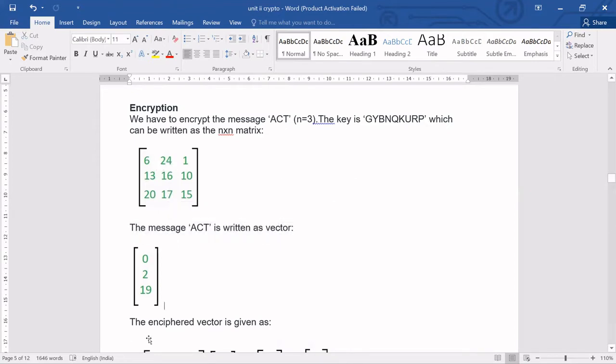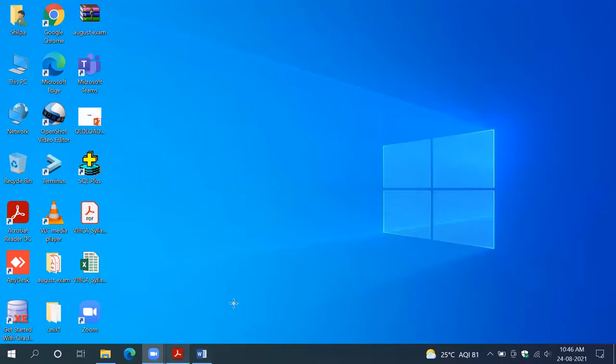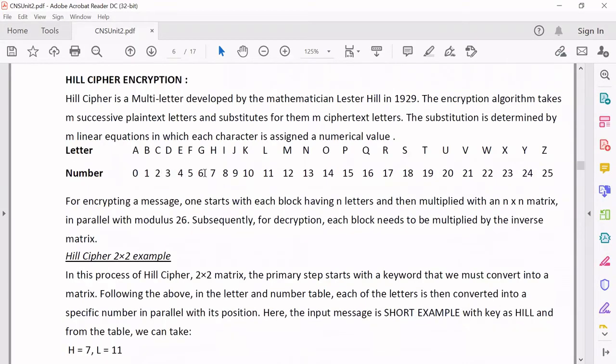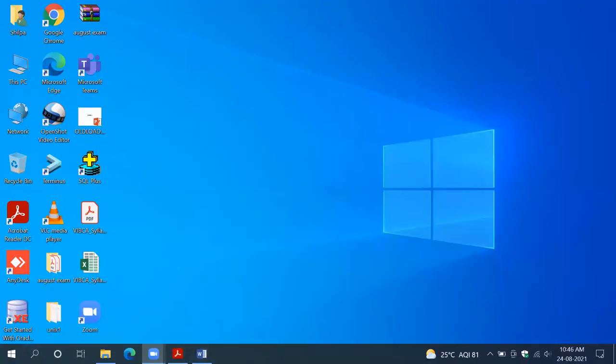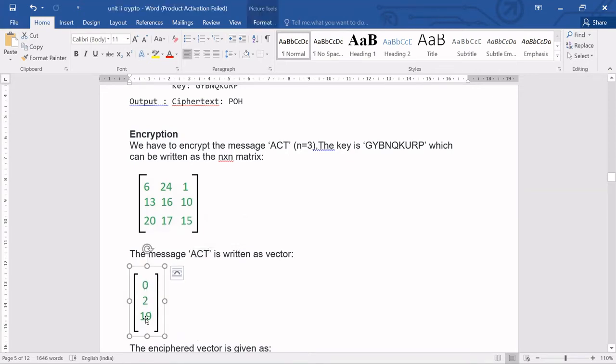So if you see here, I have made a table in this case. 6 is G, 24 is Y, and so on. Okay, so we are writing the corresponding values here: 6, 24, 1, 13, 16, 10, 20, 17, 15. Whereas ACT is how many letters? 3 letters. So we are writing the first one, A, C, T, with corresponding values 0, 2, 19.